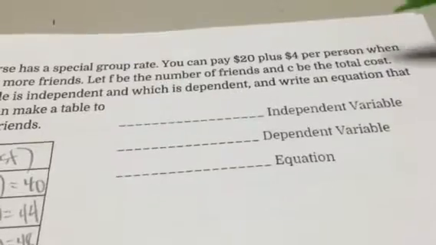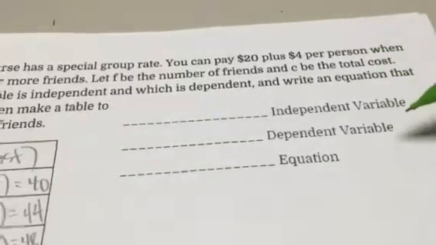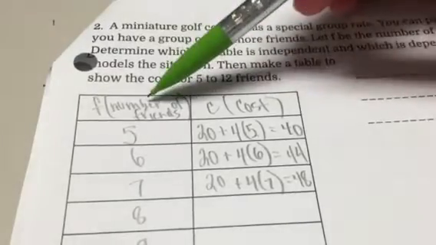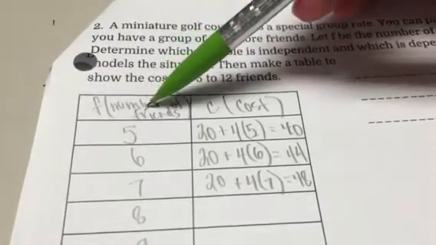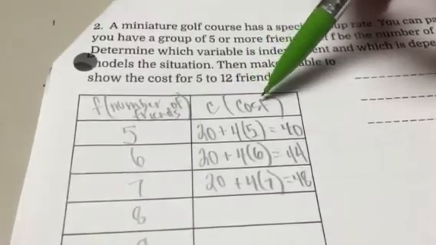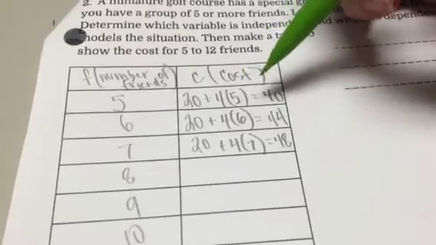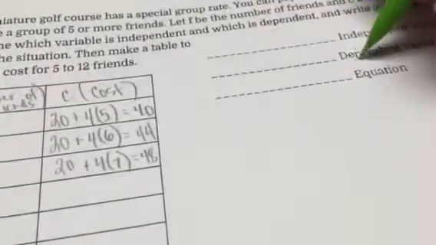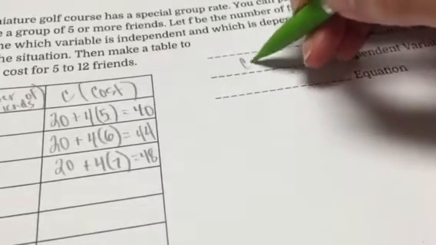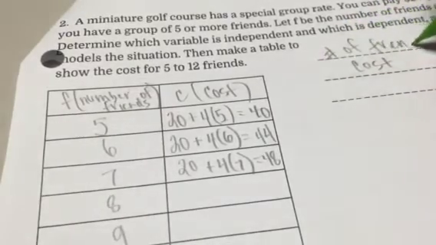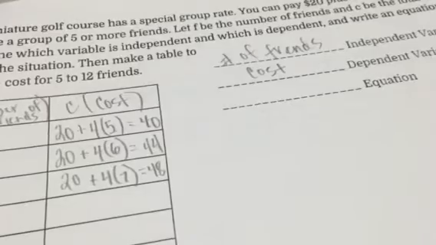You do need to figure out which is the independent and which is the dependent variable. So, does your cost depend on the number of friends, or does the number of friends depend on your cost? Hopefully you're asking yourself that question and you realize the cost that you're going to pay is going to depend on how many friends. So the cost is dependent, and the number of friends would be your independent variable.